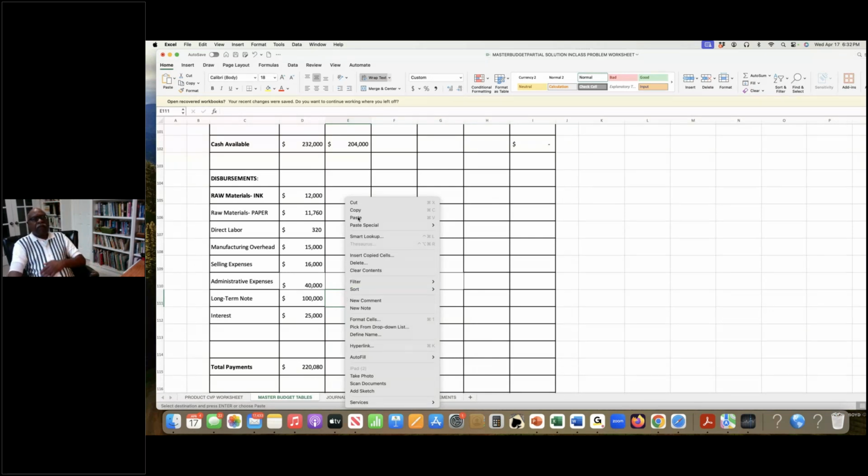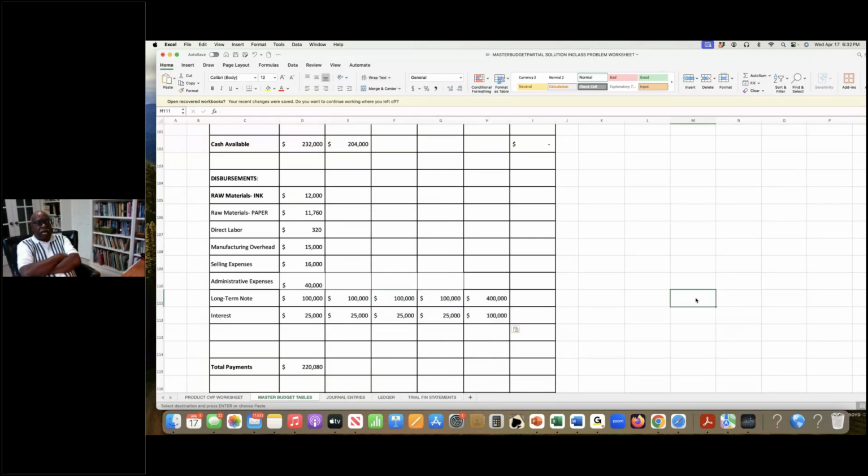And I'm done. Okay, so that's all I had to do in terms of putting that on the cash budget. It is the same amount all the time, and administrative expenses and manufacturing overhead are going to be the same way, so we will probably do those next.